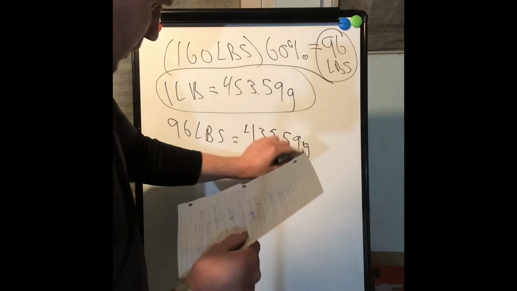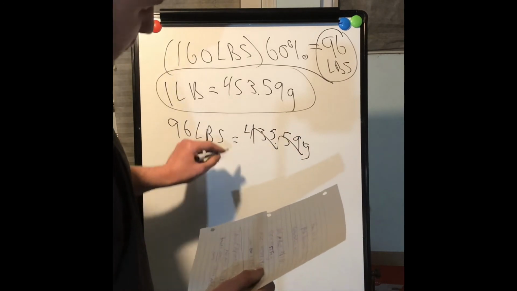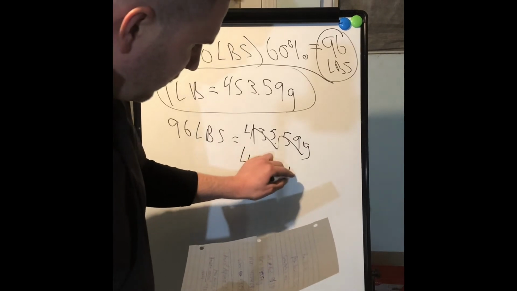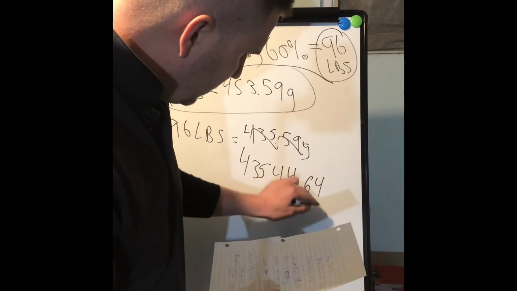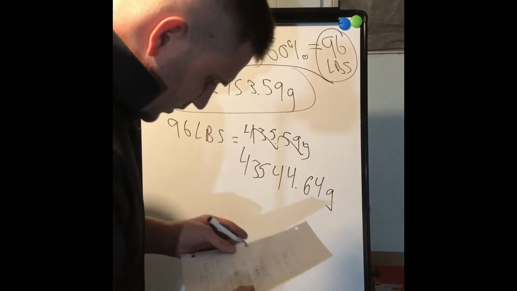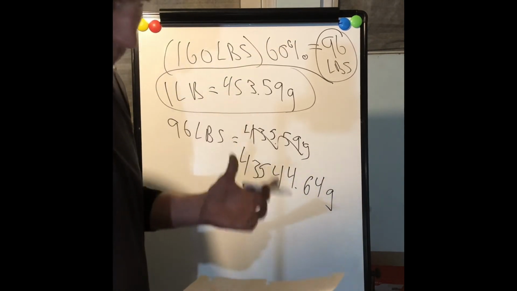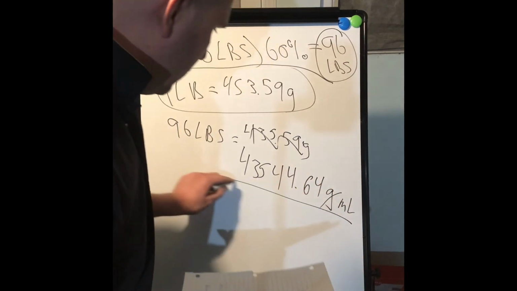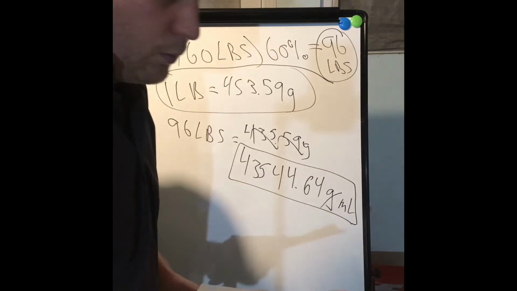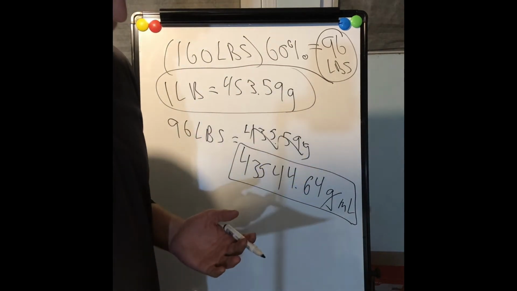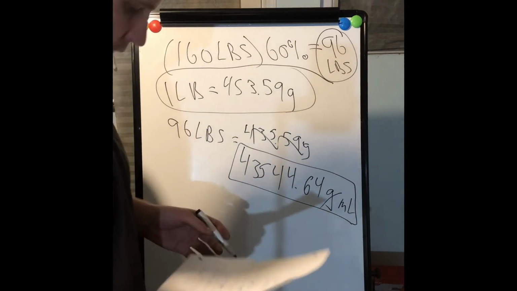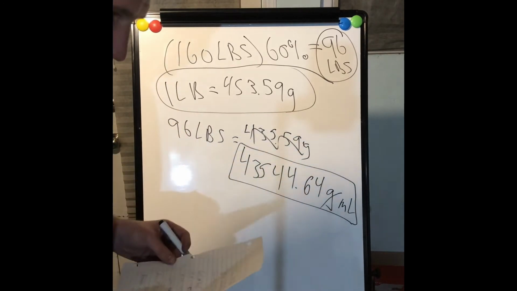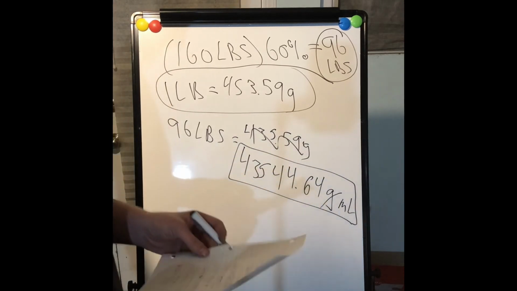That's not right. Sorry. I misread my notes. So it's 43,544.64 grams. And because this is water, we can replace that with milliliters, because the density of water is just 1 gram per milliliter. It's basically the same. Well, no, it is the same.